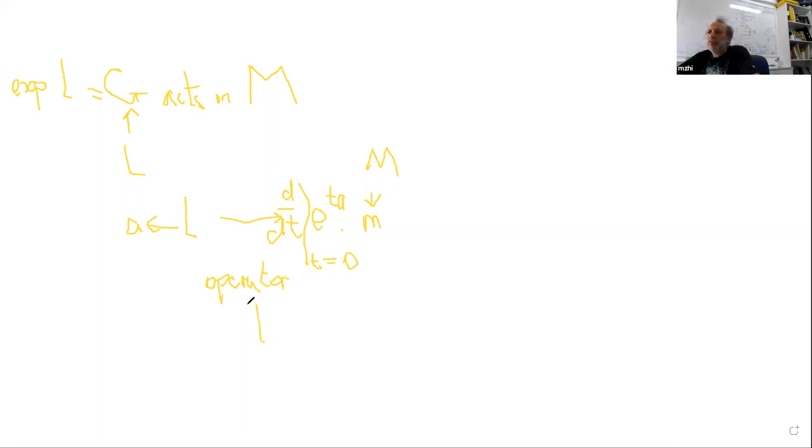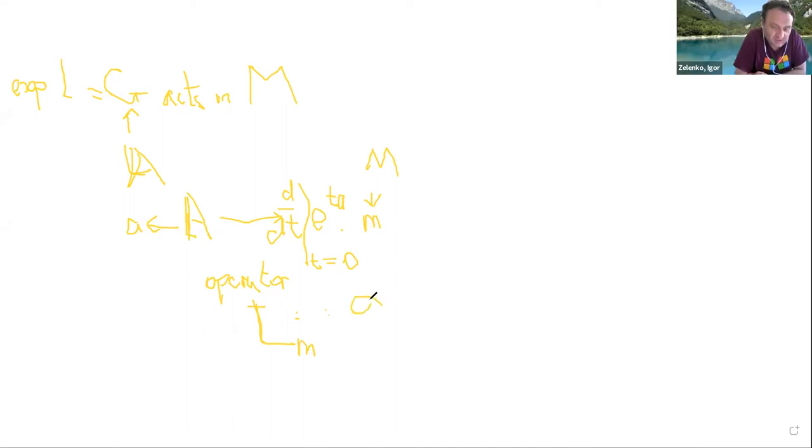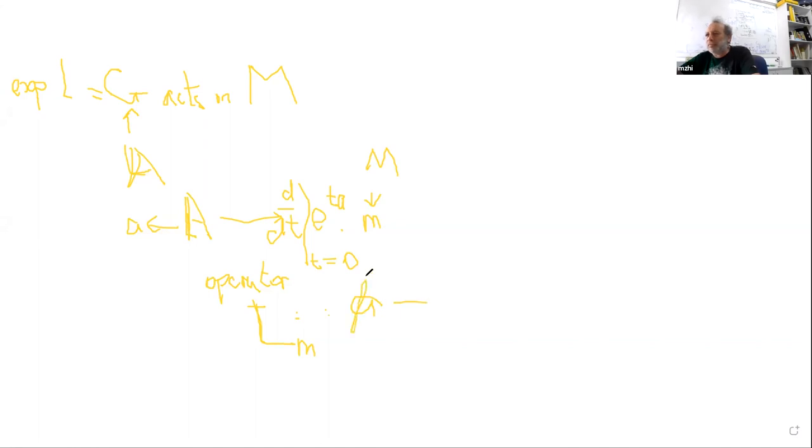Let it be T. Okay, maybe the algebra I will replace L by A, then the operator will be L. And it depends on this M. It says there's a point in M, capital M. It sends the Lie algebra A to M.